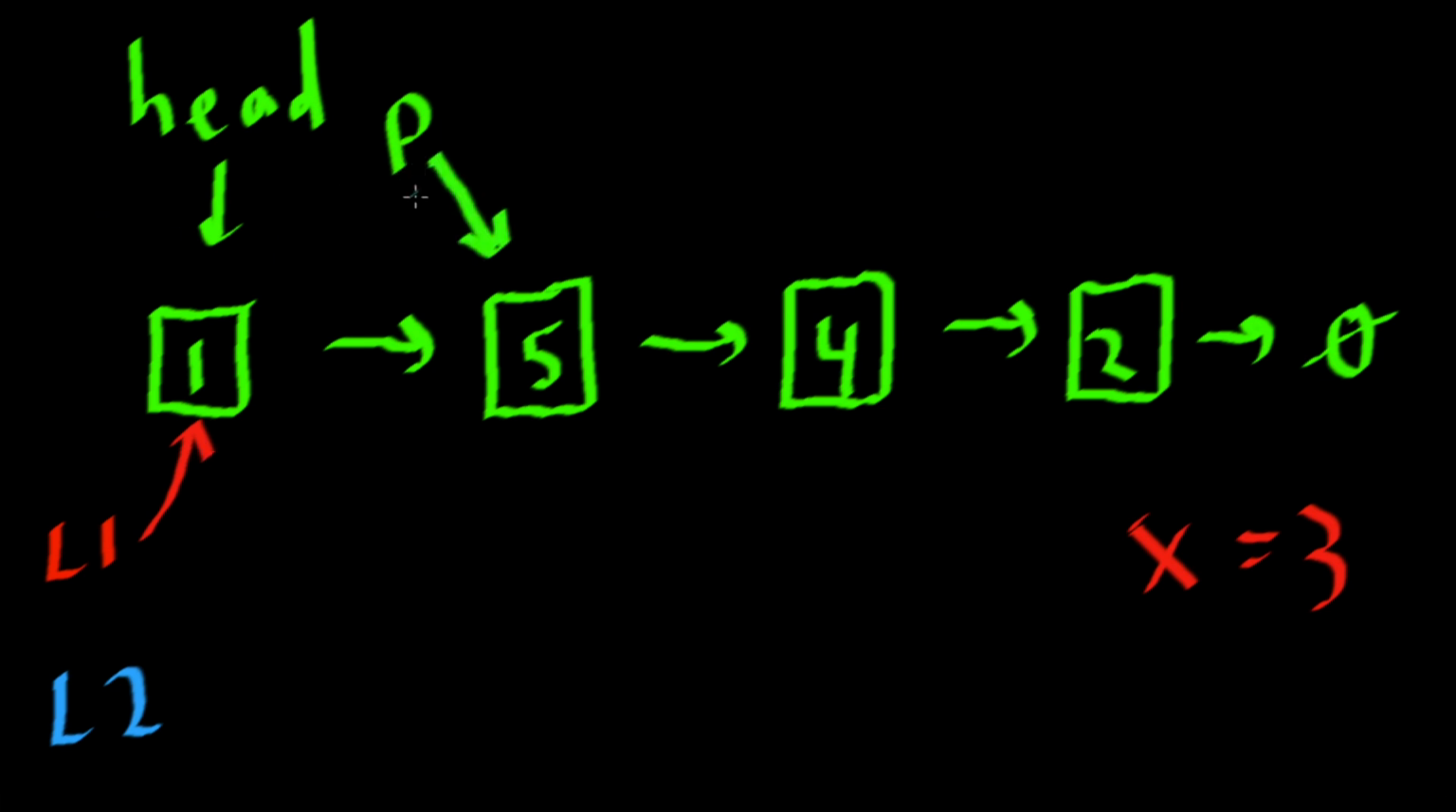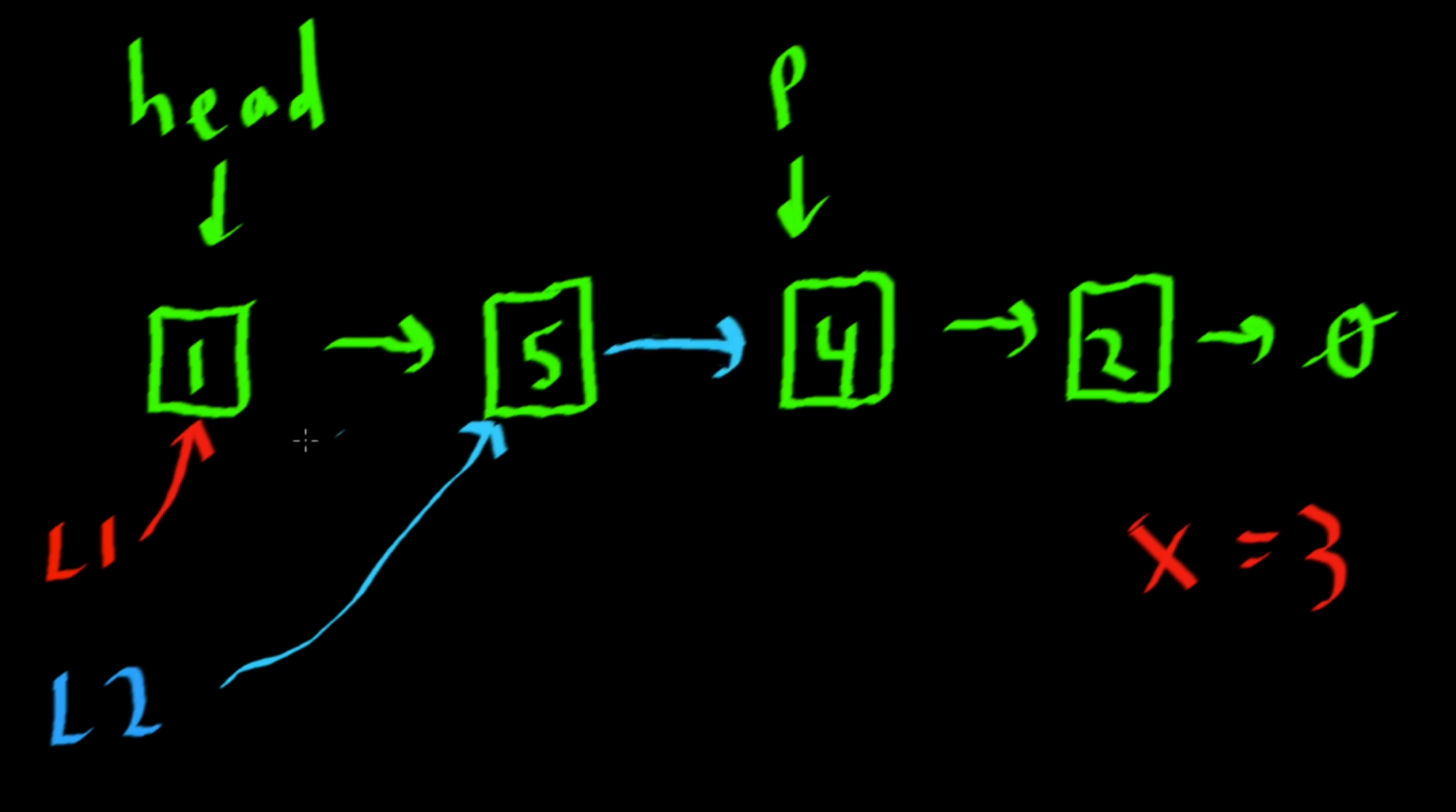So now our pointer is pointing to the node with a value of 5. So 5 is greater than 3. So now we want our second list, our L2, to point to 5. Okay, let's go ahead and move our P. Okay, so now our P is pointing to 4. 4 is greater than 3. So now we want the end of our L2 to point to 4. So we want 5, which is the end of L2, to point to 4. It already is, but let me just go ahead and change the color here.